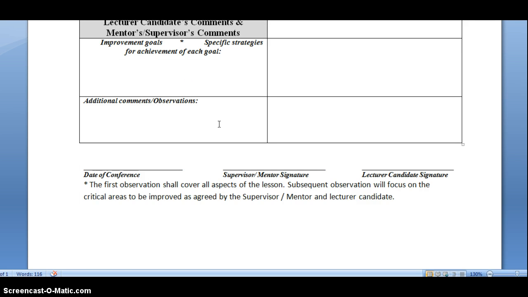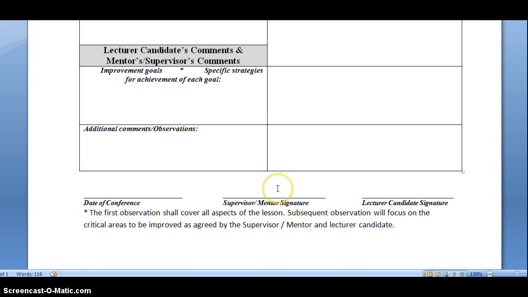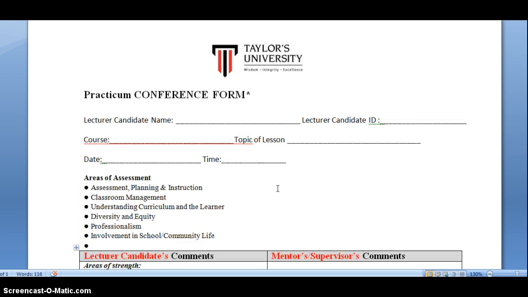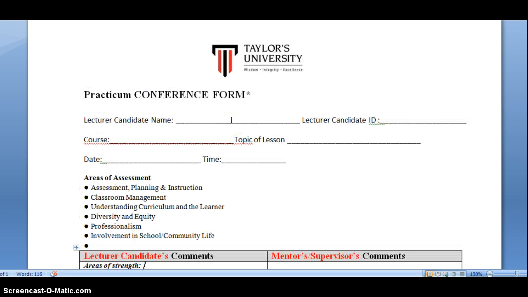And last but not least, upon agreement of the area of improvement on this side, we will both sign. This is for those whom I have not yet gone into your classroom to observe. But those who have already done so, I will post this conference form with my comments. Just watch out for it. Once you come back from your semester break, print it out, sign it, then scan it and send it back to me. Okay, so that's about it for the forms that you need to prepare for the classroom observation.